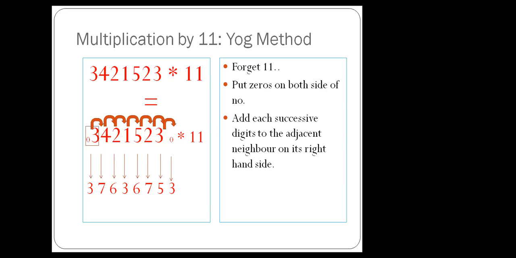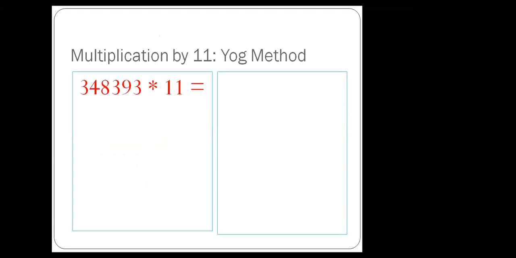Clear? Okay, now we will do one problem for carry. Now we will do carry, okay? Let's go. Now this problem again. Note down in your notebook: 348393 multiply by 11. So what is the process? Step 1 says forget 11. What is the next step? Put zeros on both the sides. Now start adding the numbers.